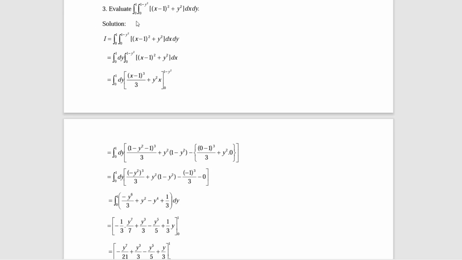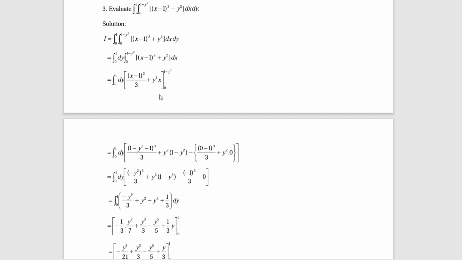Similarly, like our previous math, we can see that there are 2 integration signs. So first we will do the right integration sign's part, which is integration of x minus 1 whole square plus y square. So at first we separated the left integration part this way, whose limit is from 0 to 1. Then we did the integration of x minus 1 whole square plus y square, and integration of x minus 1 whole square gave us x minus 1 whole cube divided by 3, and integration of y square gave us y square into x. Why? Because here y square is a constant, and integration of 1 gives us x.